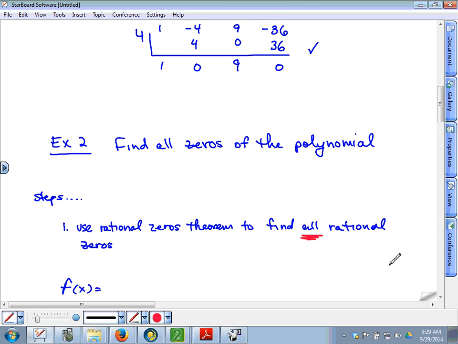F of x. Ooh, hold on. Let me write it down. So it's the same set of directions. I need you guys to look up here. X to the third minus x squared plus x plus 39. I want you to find all the zeros and then write it in factored form.